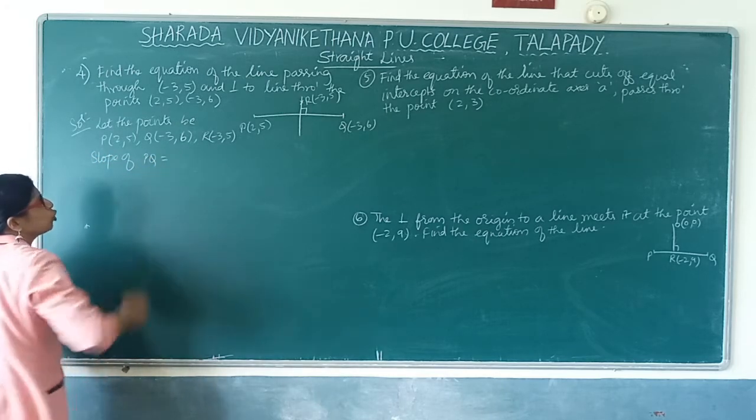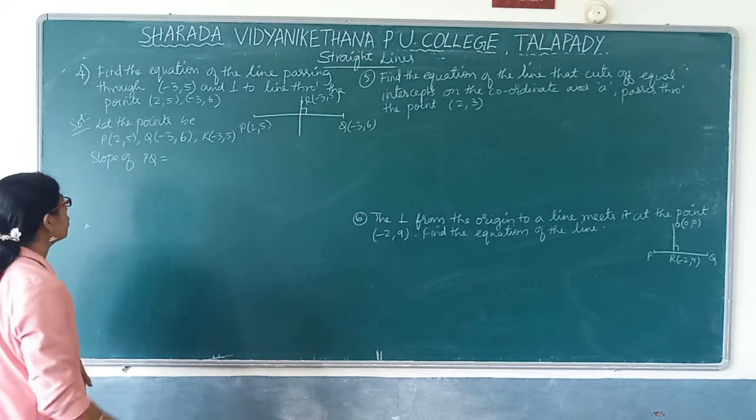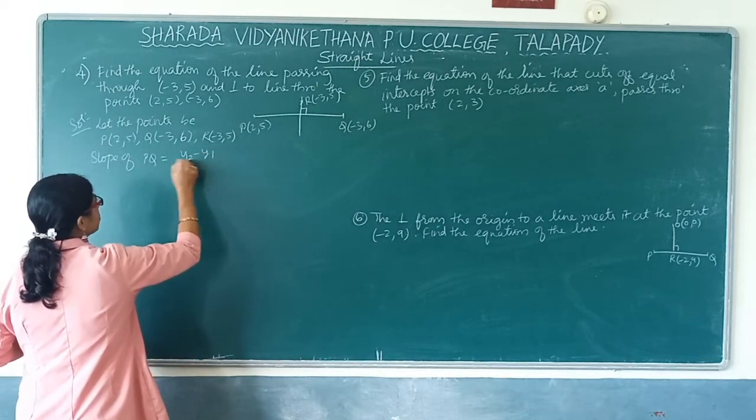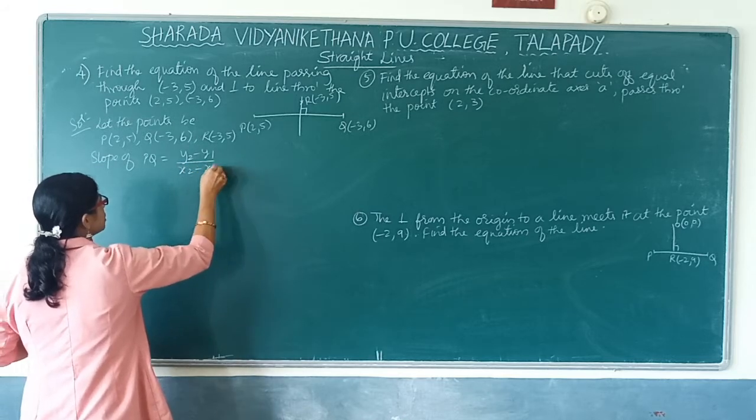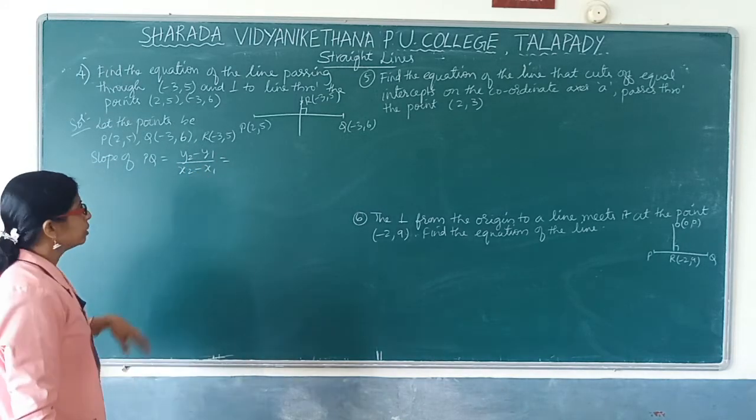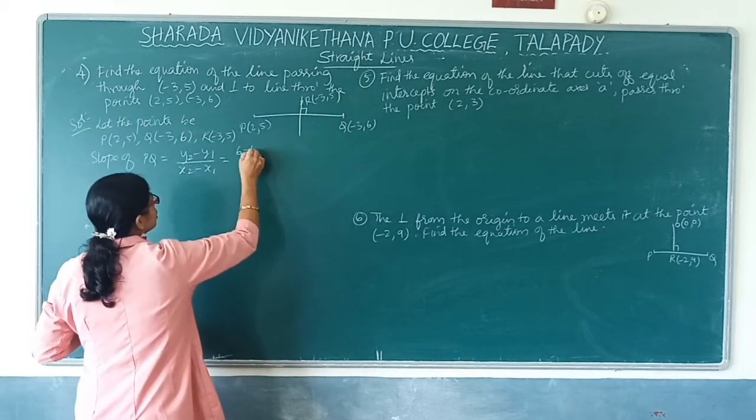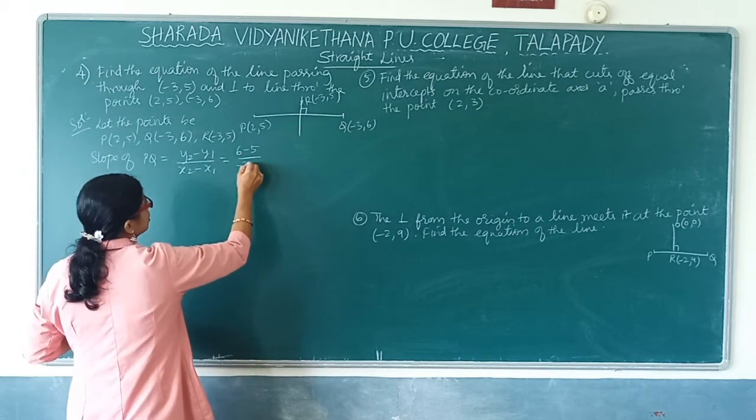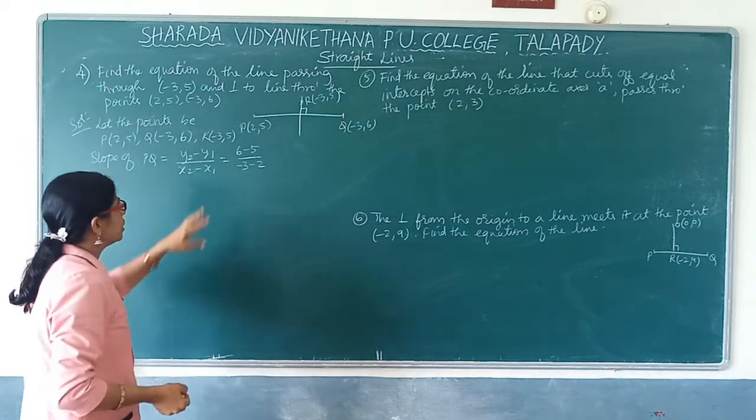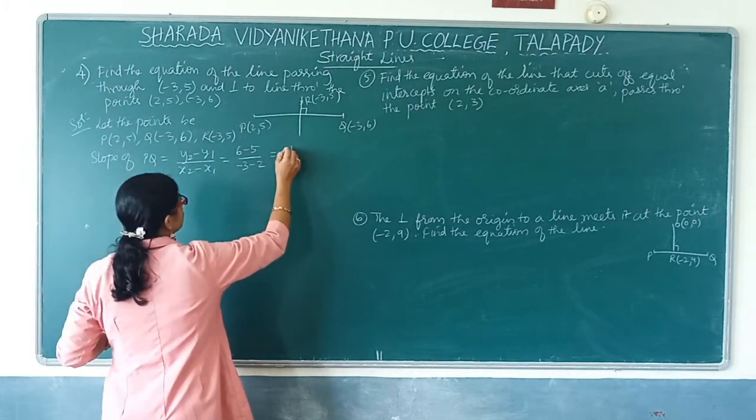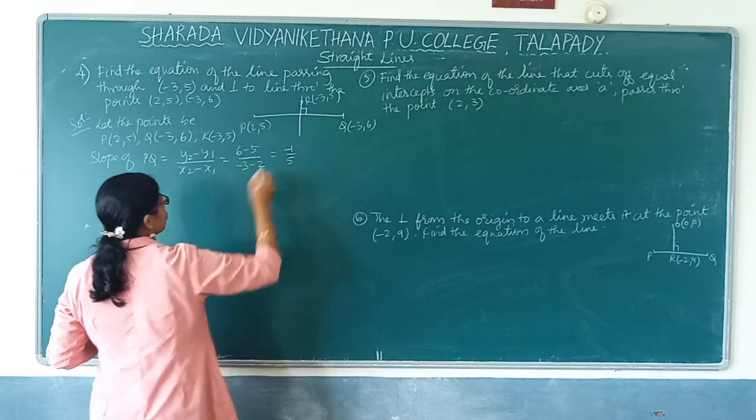Slope of PQ. So the line through PQ I am mentioning as PQ. Slope of PQ is equal to y2 minus y1 by x2 minus x1. That formula we are going to apply here. So first, always it is advisable to mention the formula. You take 6 minus 5 by minus 3 minus 2. So 6 minus 5 is 1, so it is minus 1 by 5.